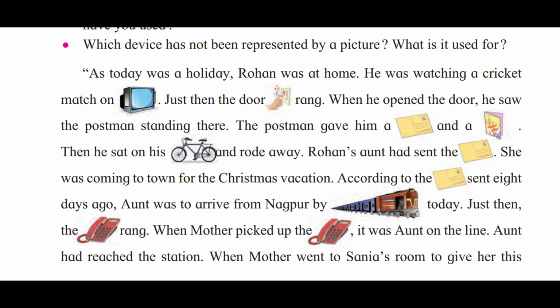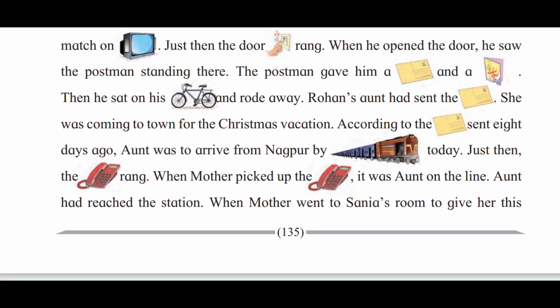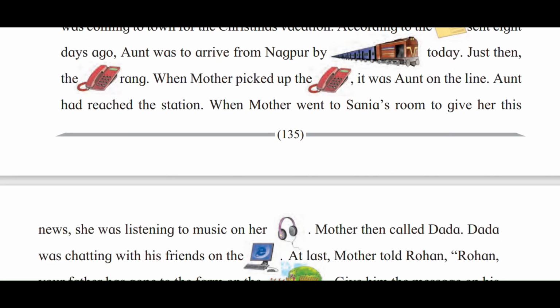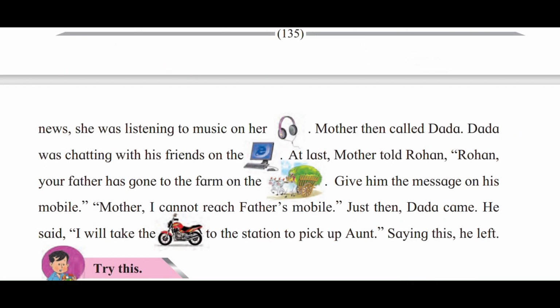As today was a holiday, Rohan was at home. He was watching a cricket match on television. Just then the doorbell rang. When he opened the door, he saw the postman standing there. The postman gave him a letter and a greeting. Then he sat on his bicycle and rode away. Rohan's aunt sent the letter. She was coming to town for the Christmas vacation.